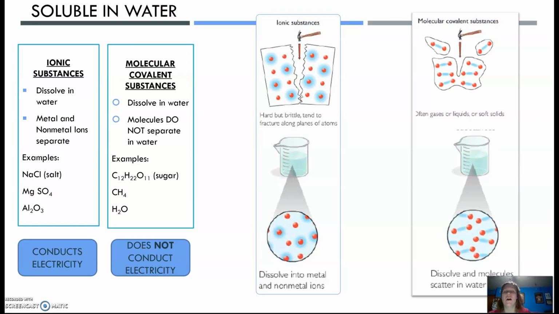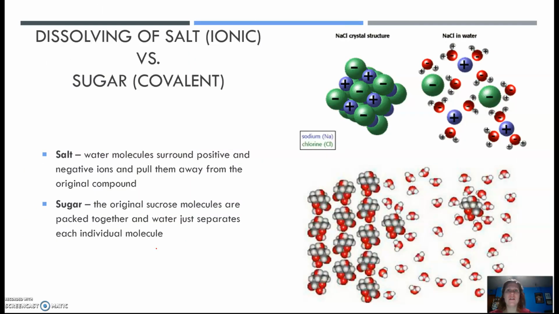Okay, so what does it mean to be soluble in water? It means that they dissolve. Funnily enough, soluble is the big fancy word for dissolving. Both of these things dissolve, but they dissolve differently. Of the 2 that dissolve, you have ionic, which separates into ions and conducts, and molecular covalent, which dissolves but doesn't conduct.